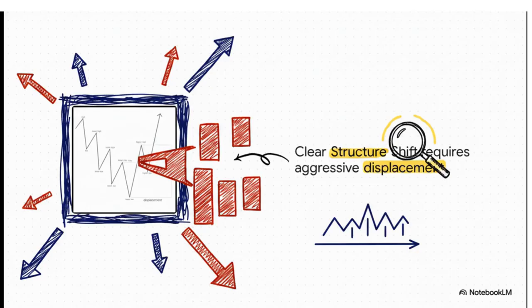It's all about displacement. Displacement is this rapid, incredibly high-volume movement. You'll often see it as these large, full-bodied candles that leave absolutely no doubt about the bearish intent. It's the market screaming that major players have aggressively stepped in and flipped the sentiment.